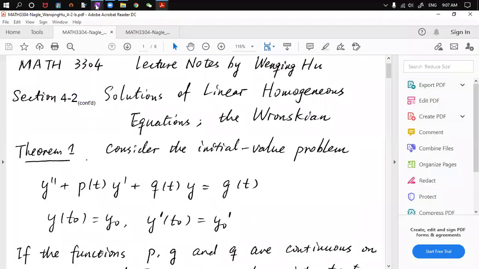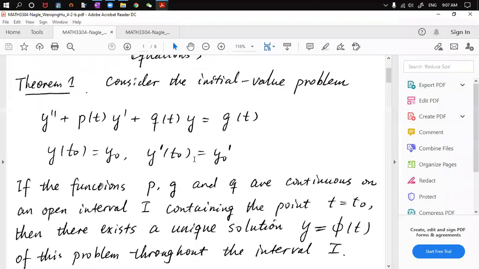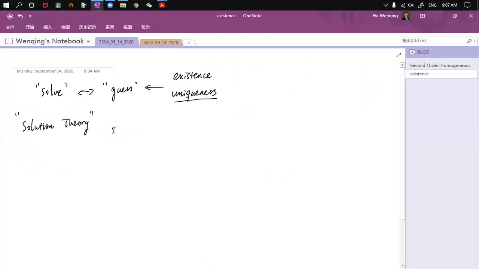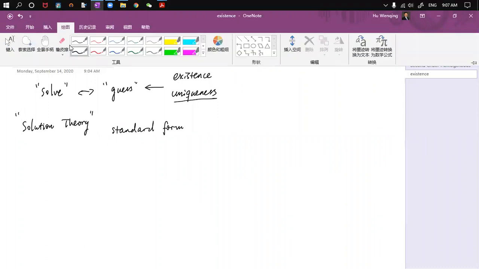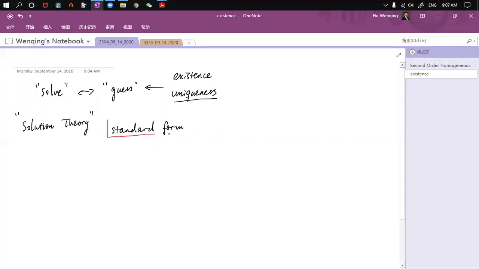Now, what kind of solution theory are you going to have? Consider this initial value problem. Here this equation is in what we call the standard form, right? So that's the solution theory. You must turn the equation into standard form. This will be very important. You will need the equation to be in standard form in order to apply any solution theory.